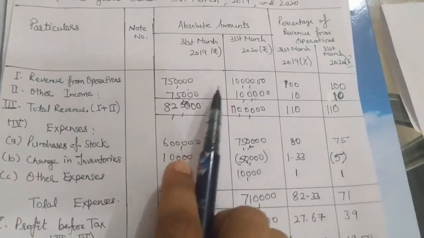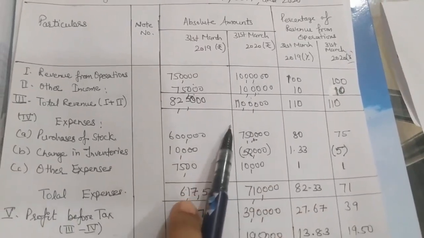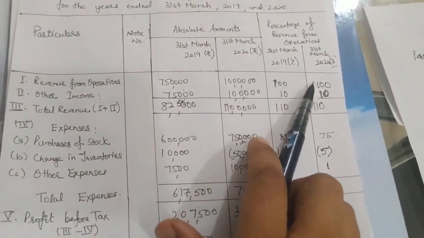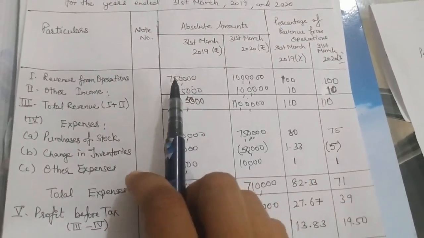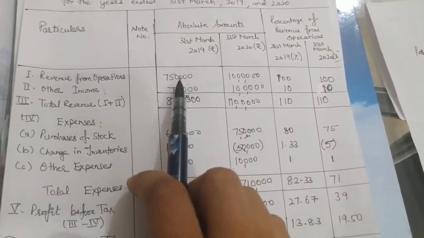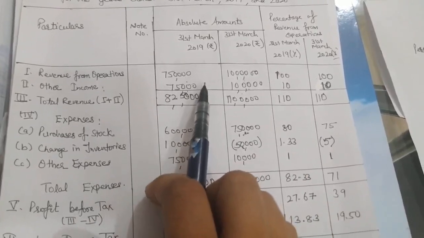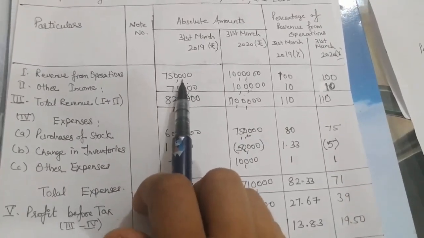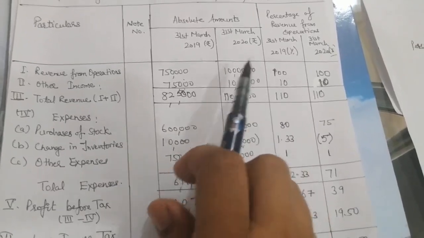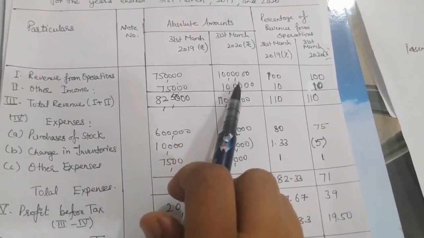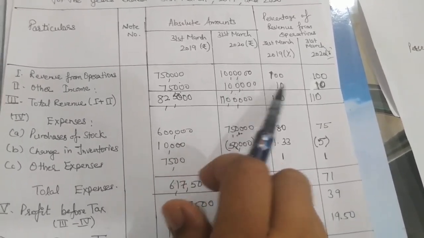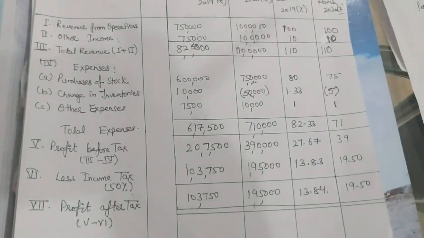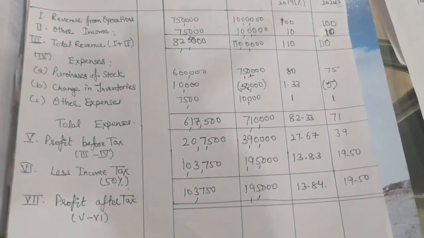First of all, the absolute amount we will write is whatever is given in the question, and in this we will calculate the percentage by putting that amount over the net sale of that year multiplied by 100. In this 2019 we will take 7,50,000 as the base, and in this 2020 we will take 10 lakh as the base 100. So this is the common size statement of profit and loss.